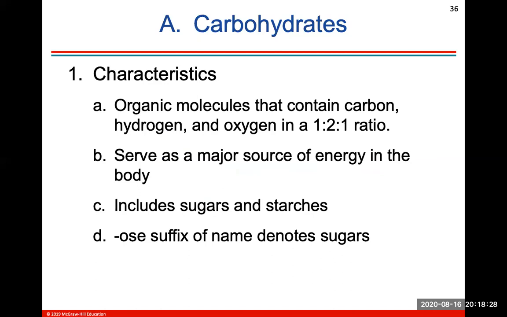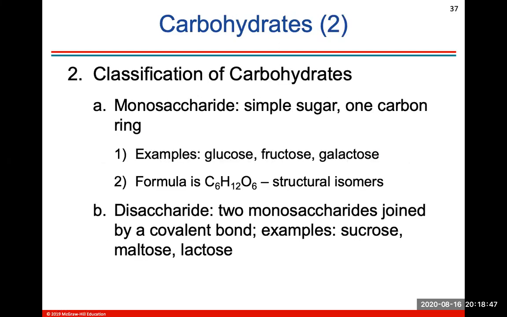Carbohydrates and lipids are organic molecules that contain carbon, hydrogen, and oxygen in that 1 to 2 to 1 ratio. And these will serve as a major source of energy. They include sugars and starches. They will often end in "-ose" at the end, and this will denote a sugar. So examples are monosaccharides, which are simple sugars, 1 carbon ring, like glucose, fructose, and galactose.